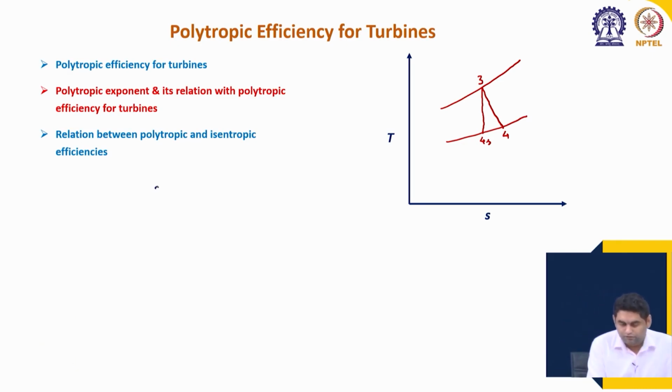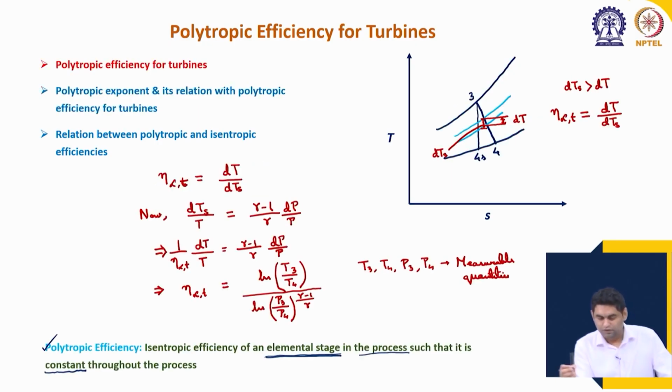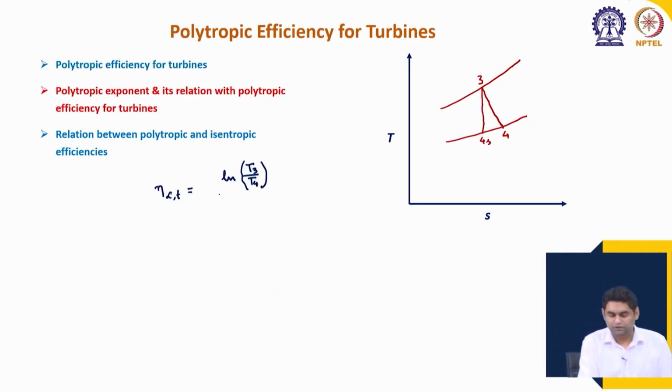So, we have already derived that eta infinity T is equal to ln T3 by T4. In the previous slide we had derived this: ln T3 by T4 divided by ln P3 by P4, to the power gamma minus 1 by gamma, all within this bracket.